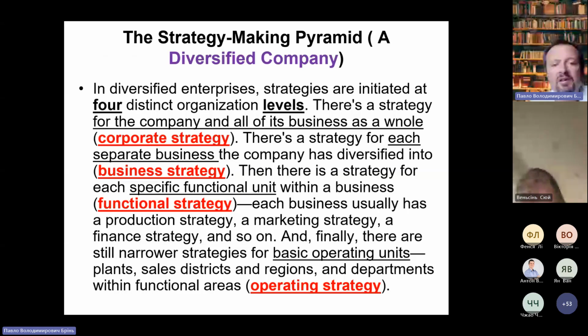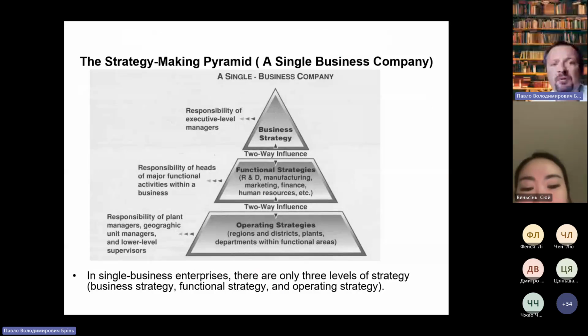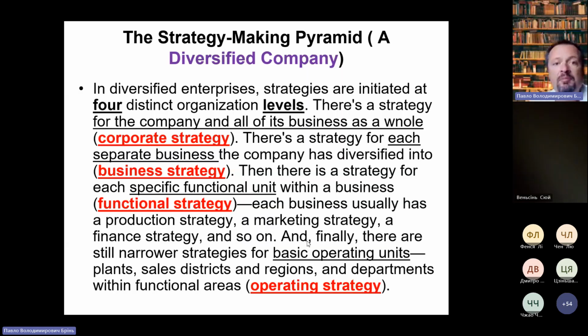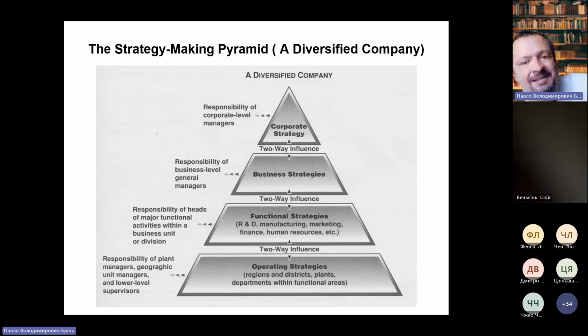This is the same information which I just presented to you, and if the company is a single business company, we just have a business strategy, functional strategy, and operating strategy, and that's all. Strategy, so in plural, because here it will be in singular, but functional strategies and operating strategies will be in plural. However, what is the main purpose for corporate strategy?